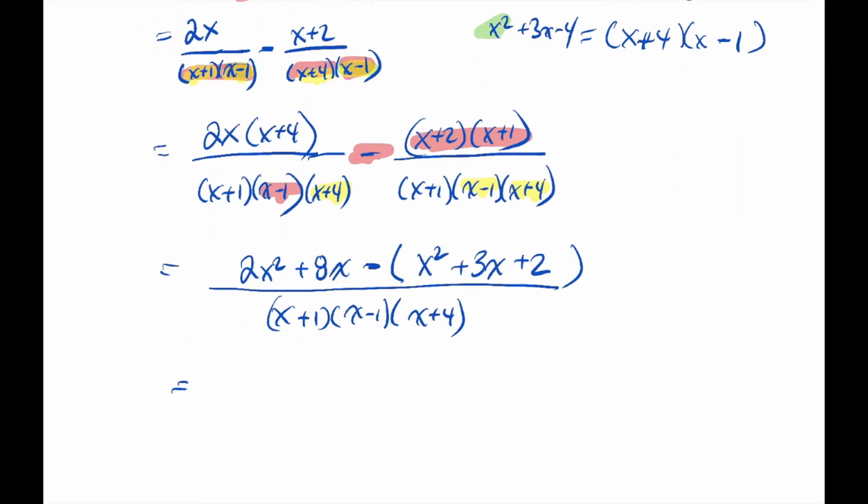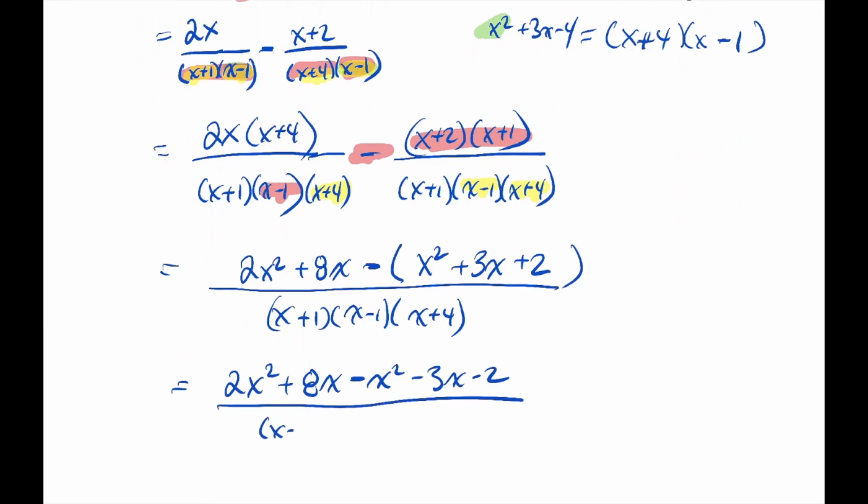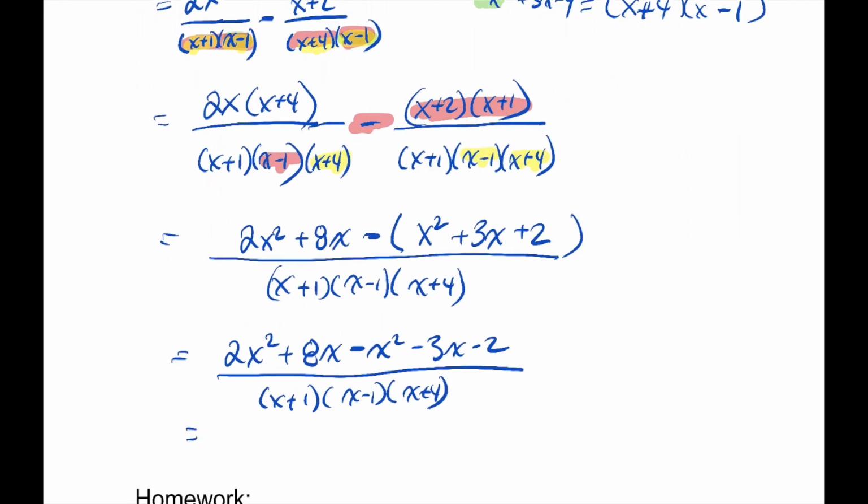Okay, so maybe my very next step is I'm going to expand that, distribute that negative. So that could be a negative x squared minus 3x minus 2. So I'm not going to make any silly mistakes. My common denominator stays the same. And then I have to simplify. The last step is going to be 2x squared minus an x squared, so an x squared, and 8x minus 3x is going to be a positive 5x, minus 2, all over x plus 1, x minus 1, x plus 4.